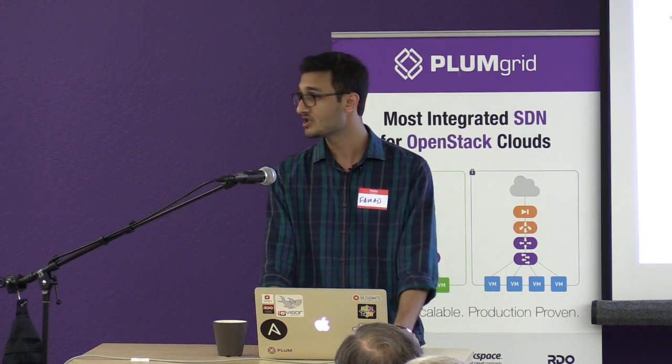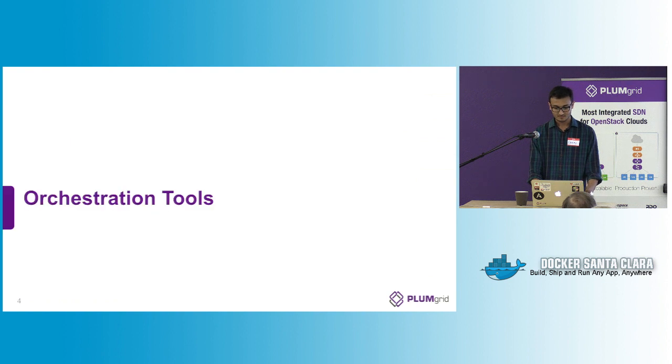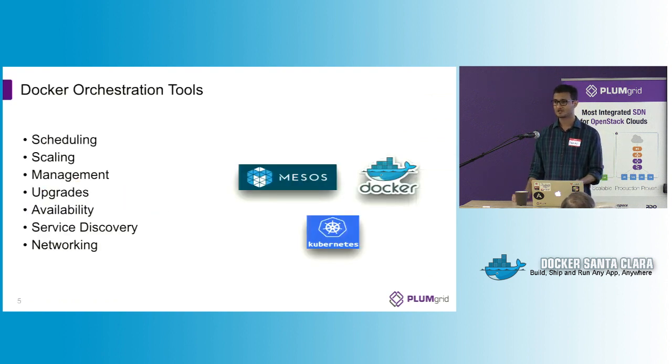So the agenda for the presentation for Docker networking is that I'll briefly introduce what Docker orchestration tools are. We'll talk about Docker Swarm, Mesos, and Kubernetes, a quick overview of each of them. Then we go over how Docker networking has evolved over time. There were early networking modes available, how it was done, and how the evolution has taken place, and what we have today. And then we'll talk about PLUMgrid's involvement, and we'll go over a brief demo of Docker Swarm using the current networking options. And yeah, that's it.